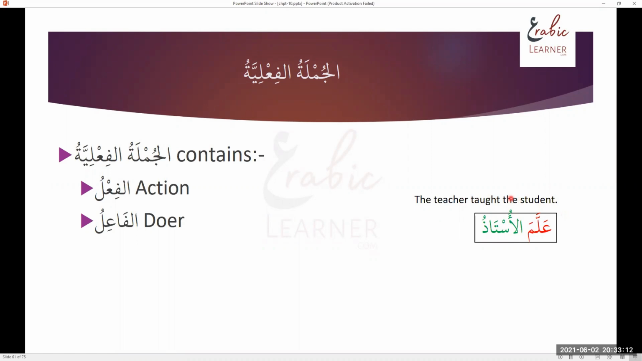Sorry, actually the student is not there here. I should have segregated this. The sentence is the Ustad taught. This is a complete sentence. The Ustad taught. I have to modify this slide. The student should come afterwards.